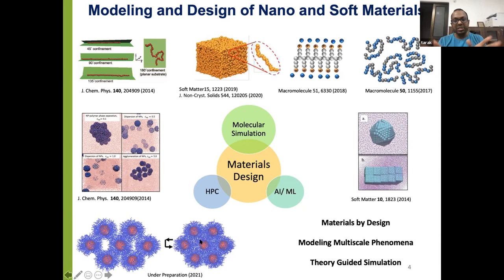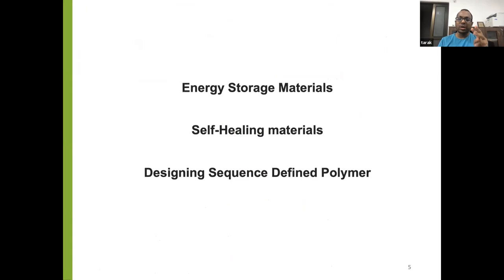So these are the spectrum of soft matter systems which I have been working on since my PhD and postdoc, and now as an independent PI. With that, I would specifically talk about three problems in a little more detail: energy storage materials, which are the polymeric ionic liquids, self-healing materials, and sequence-defined polymers. I'll go one by one, and try to give a little more flavor and scope of these different materials and their modeling, what we are doing.